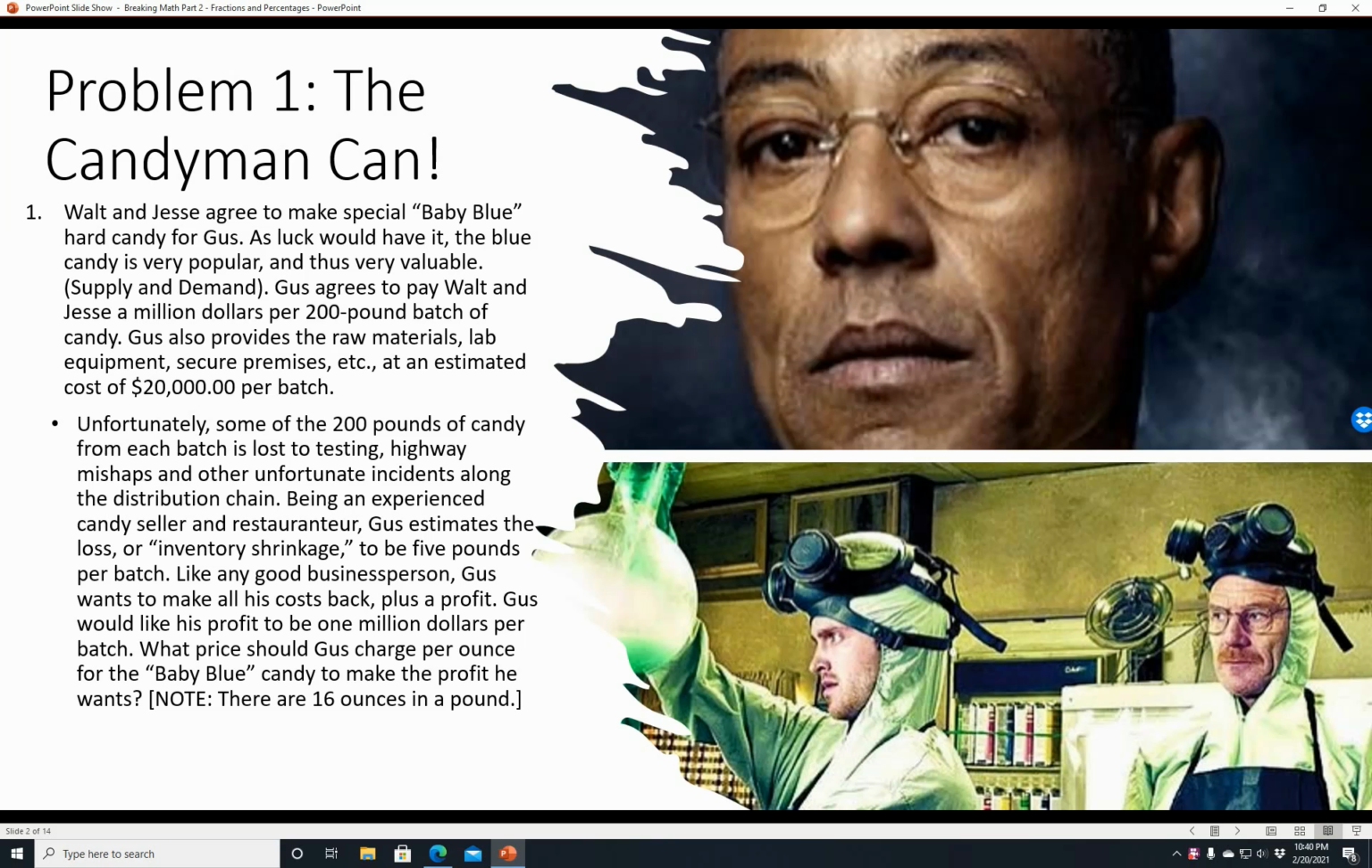Unfortunately, some of the 200 pounds of candy from each batch is lost to testing, highway mishaps, and other unfortunate incidents along the distribution chain. Being an experienced candy seller and restaurateur, Gus estimates the loss, or inventory shrinkage as they call it in the retail industry, to be 5 pounds per batch. Like any good business person, Gus wants to make all his costs back plus a profit. Gus would like his profit to be $1 million per batch.